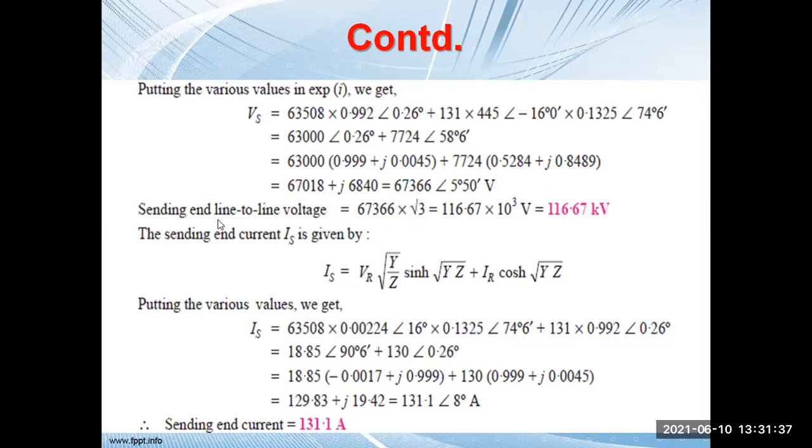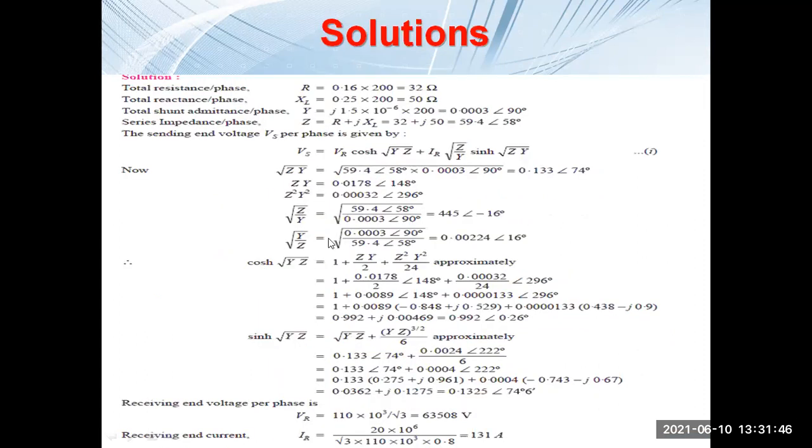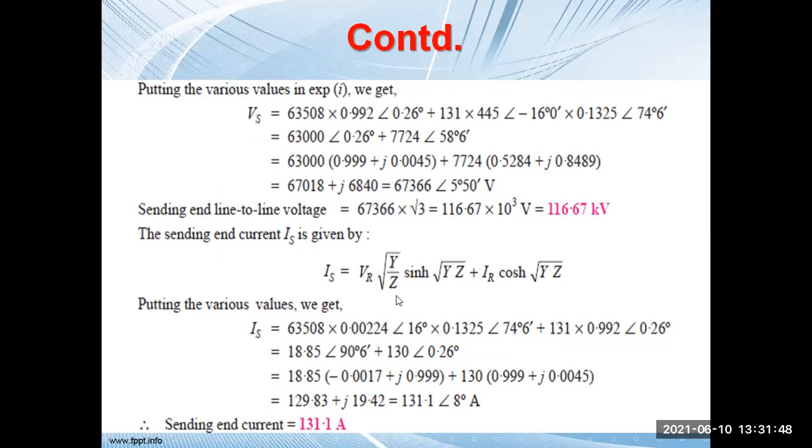That is the VS. Similarly, the sending end current IS, the formula we have already discussed in the last class. This is VS and this is the sending end current: VR square root of y by z, sine hyperbolic square root of yz plus IR cos hyperbolic square root of y into z. We know each and every parameter, so we'll substitute all these values, then we'll get this IS value. So IS you can calculate with the help of simple calculation, and then you get the sending end current.